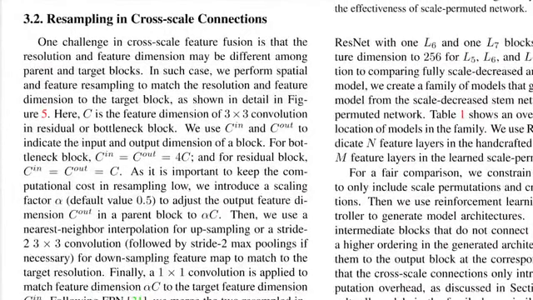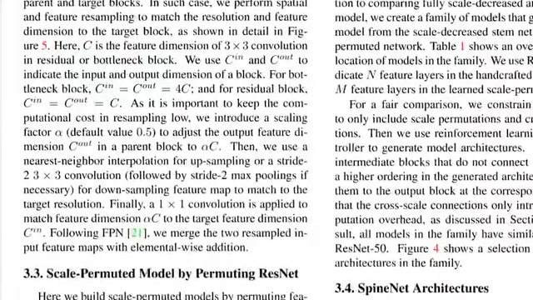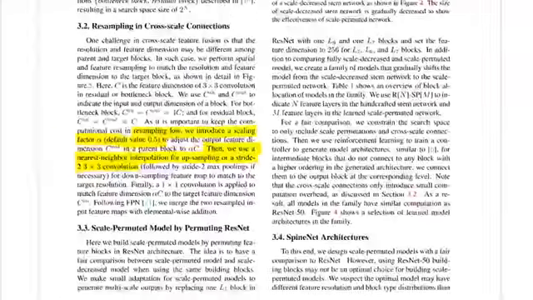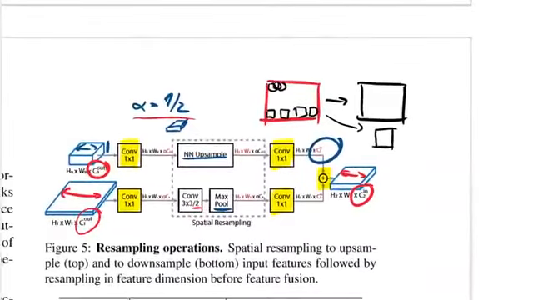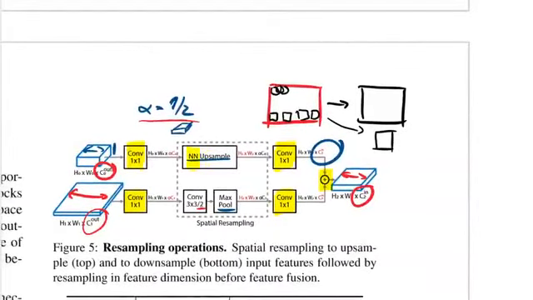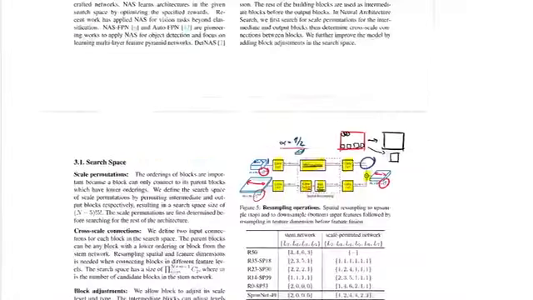Resampling and cross-scale connections. It's important to keep the computational resampling low. We introduce a scaling factor alpha. We had that. Then we use a nearest neighbor interpolation for upsampling, or a stride 2 3x3 convolution. Okay, so it's nearest neighbor for upsampling. All right, so that's how they up and down sample the feature maps to the correct shapes, either using nearest neighbor upsampling or using multi-stride convolution followed by max pooling.